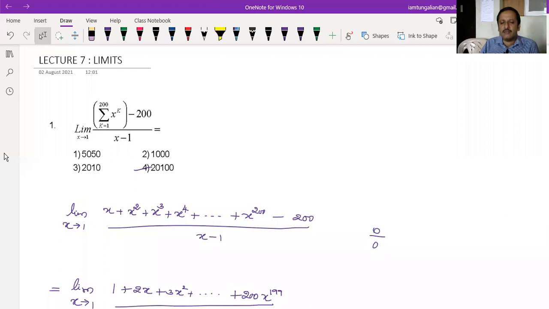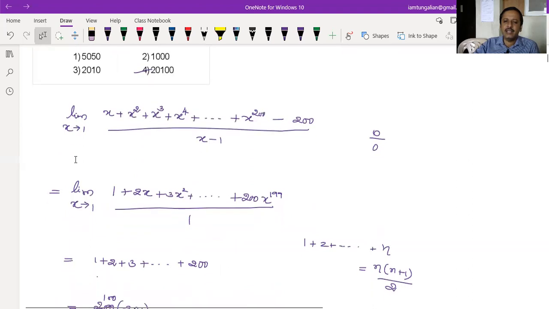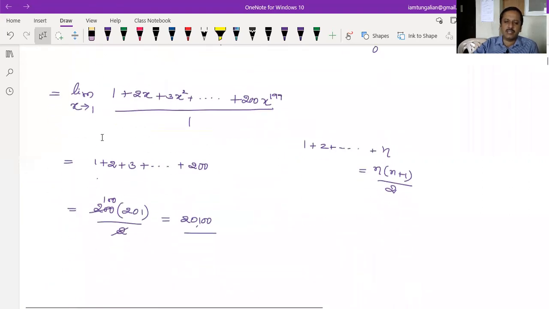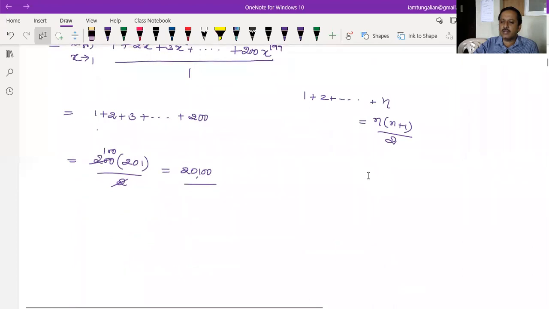Derivative of x is 1. Derivative of x square is 2x. Derivative of x cube is 3x square and so on. Derivative of x to the power 200 is 200 into x to the power 199, divided by x minus 1, whose derivative is 1. Okay. So now you apply the limit as x tends to 1. So 1 plus 2 plus 3 up to 200. It looks like 1 plus 2 plus 3 up to n, that is equal to n into n plus 1 by 2. So here 200 into 201 by 2. That simplification will give you 20,100.